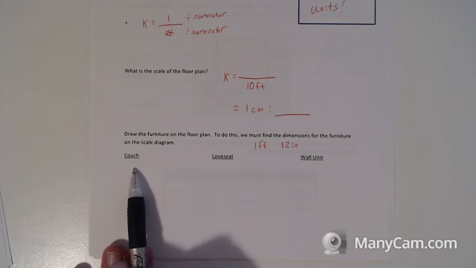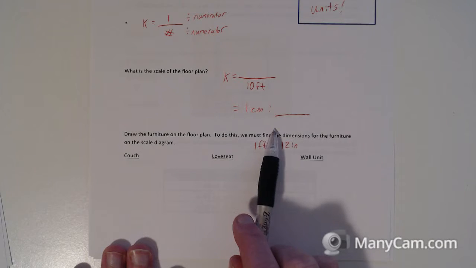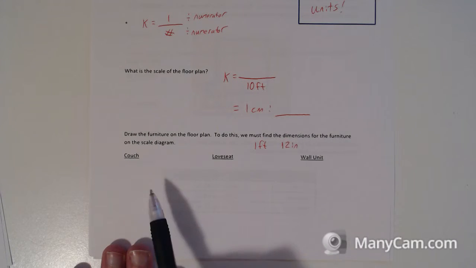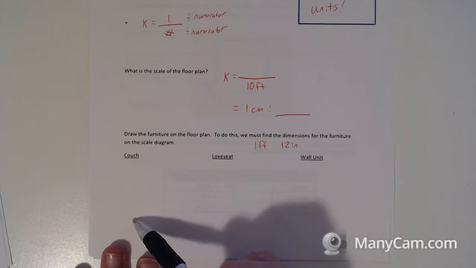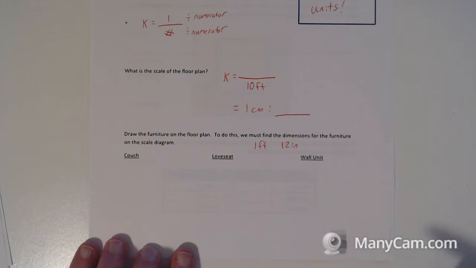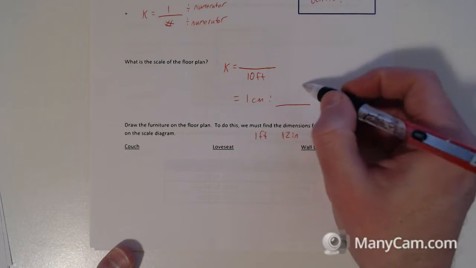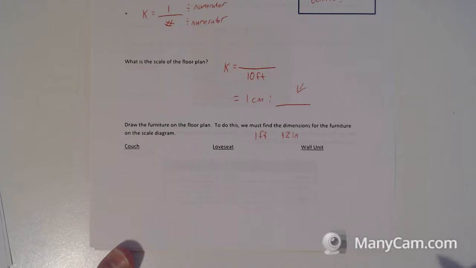So I want you to write them down. Either change this to inches, or write down your measurements and change them to feet for your couch, love seat, and wall unit, and then write down what they're going to be in the diagram. So you're going to actually multiply, I think. 1 centimeter is equal to 12 feet. So you're going to actually divide by whatever number you have here. You're going to take your measurement and divide by that.